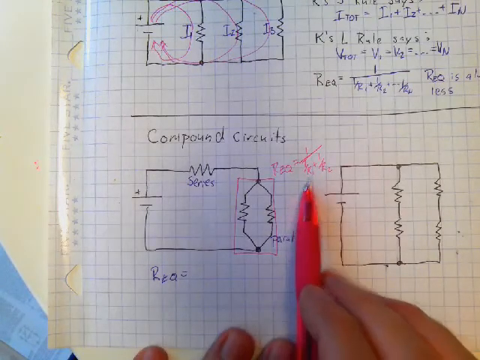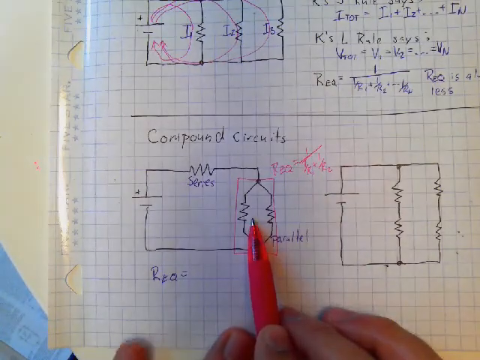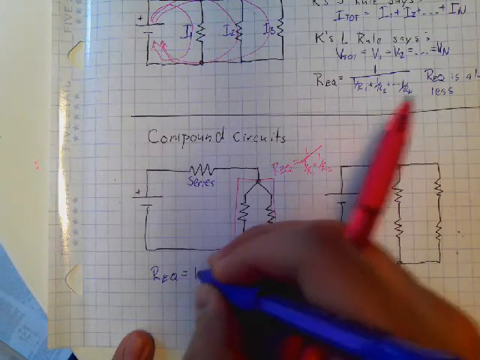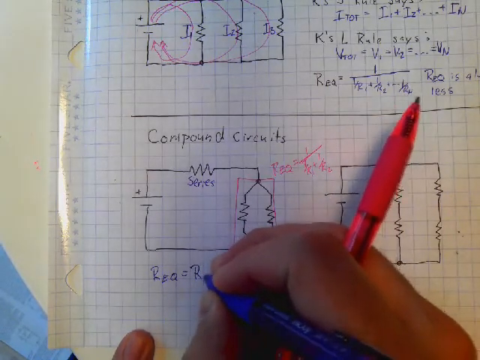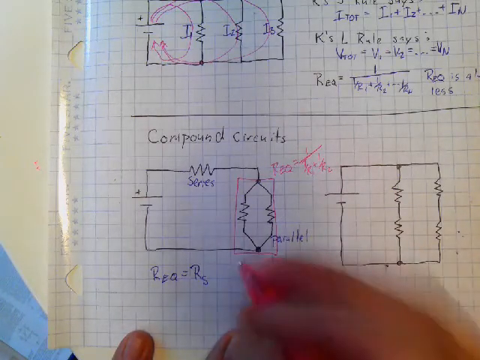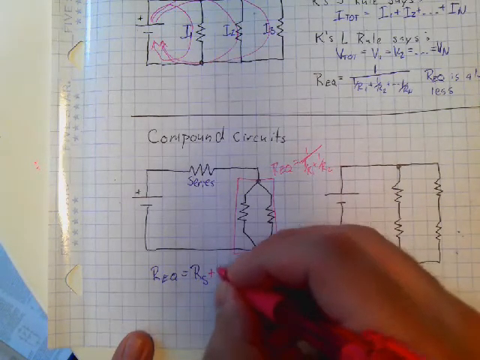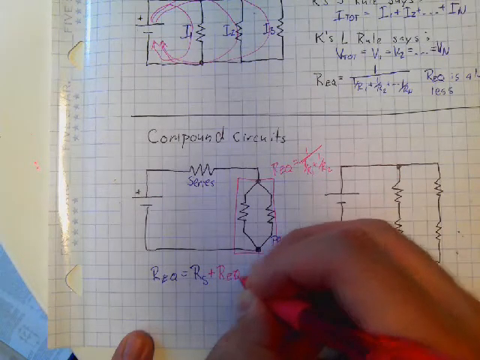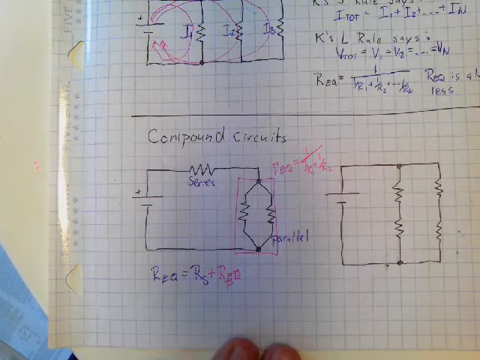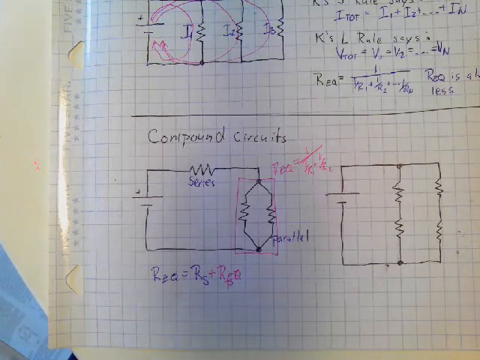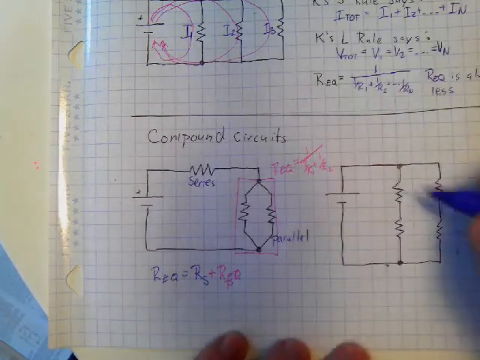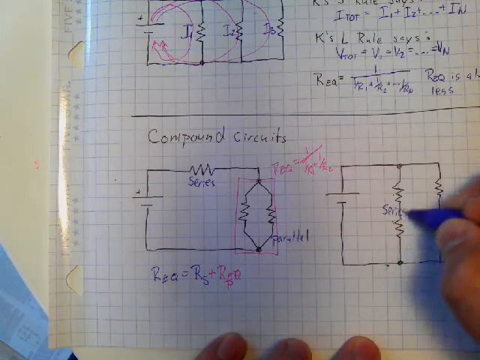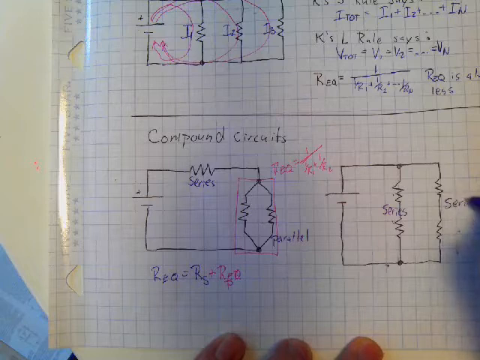So we'd use this to figure out what this is, and then the total resistance would be that series resistor plus the equivalent resistance for that parallel part. On these ones, these two are connected in series, and these two are connected in series too.